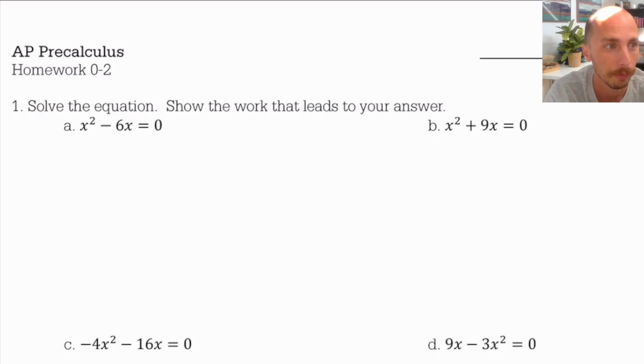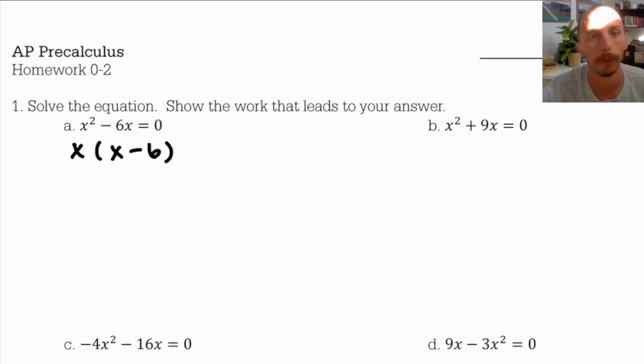That's what's going to happen with this first one, number 1a. X squared and negative 6x, they both have an x in them. So I factor out the x, and I'm left with an x minus 6. Because I think, what do I multiply x by to get x squared? That would be an x. And what do I multiply x by to get negative 6x? And that would be negative 6. It's still equal to 0.